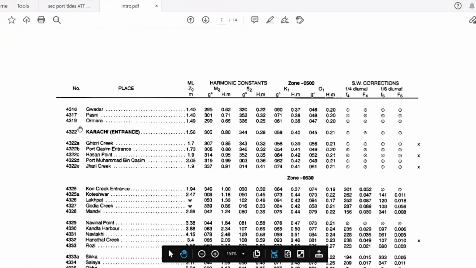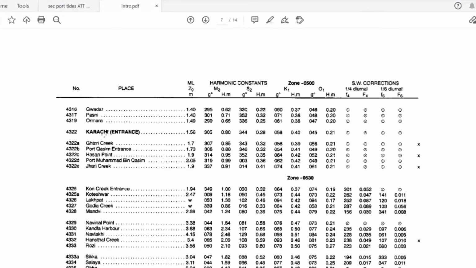See, port numbers are increasing: 16, 17, 19, 20, and then the name of the port is given. If the name of the port comes in bold capitals, that is a standard port. The remaining are all secondary ports. But whether it is a secondary port of a particular standard port, we don't know. Only thing we know is it is a secondary port.